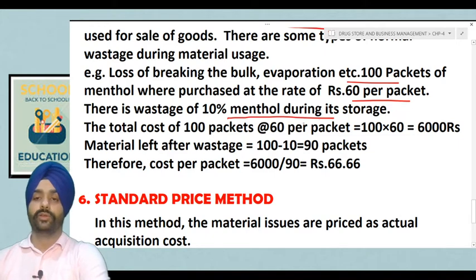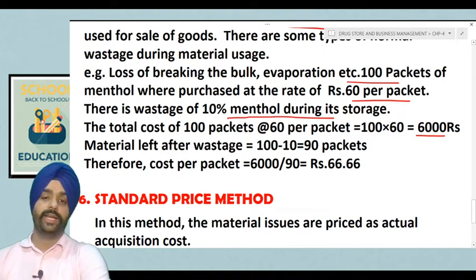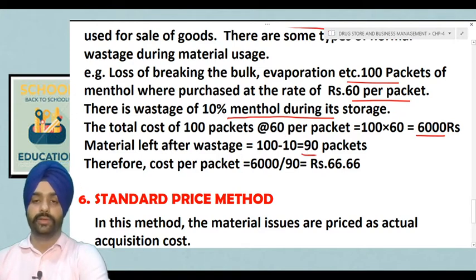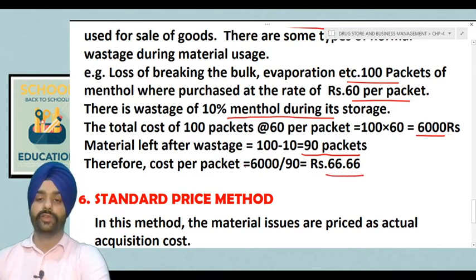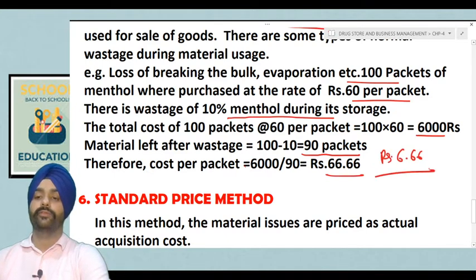So the total cost of 100 packets is 6,000. Material left after wastage, according to 10%, will be 90 packets. So after calculating the cost for 90 packets, it will be 66.66 for each packet. So an increase of 6.66 rupees is there, which will cover up the losses.